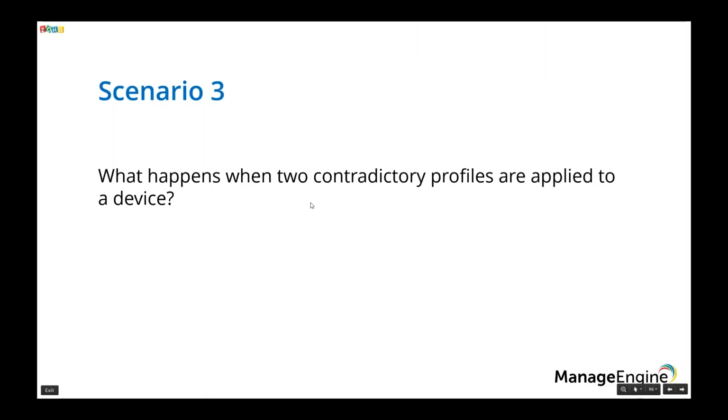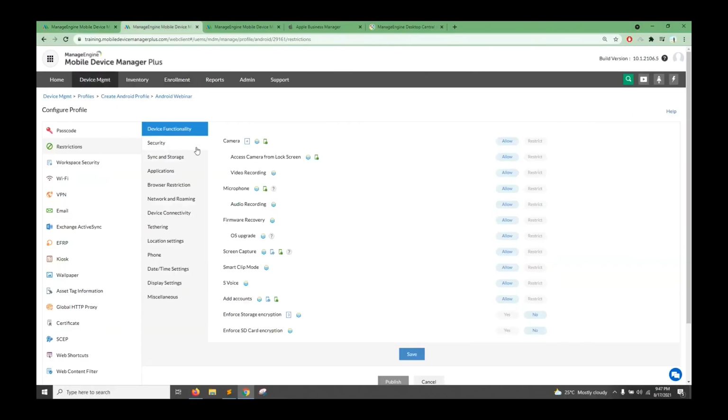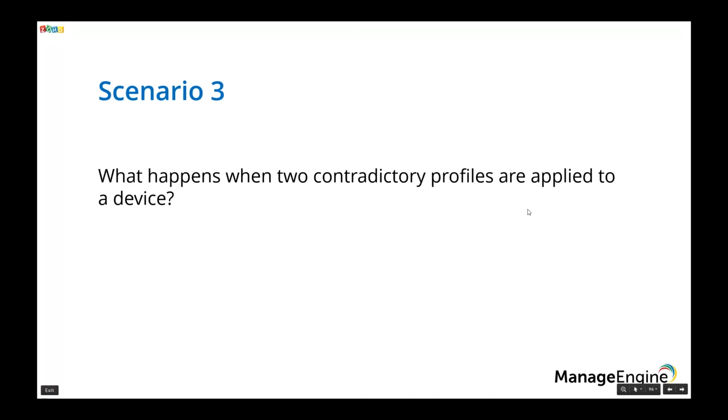So what will happen if 2 contradictory profiles are applied? For example, in the first profile, I restricted camera, and in the second profile, I allowed camera. So what will happen for Apple and Android device? For an Apple phone, the most strict policy will take its precedence, meaning even though you restricted camera and allowed in the second profile, still the camera option will be restricted or disabled unless and until you go and allow it under the first profile. So this is for Apple devices. Remember, for Apple, the most stringent, strict policy will take its precedence.